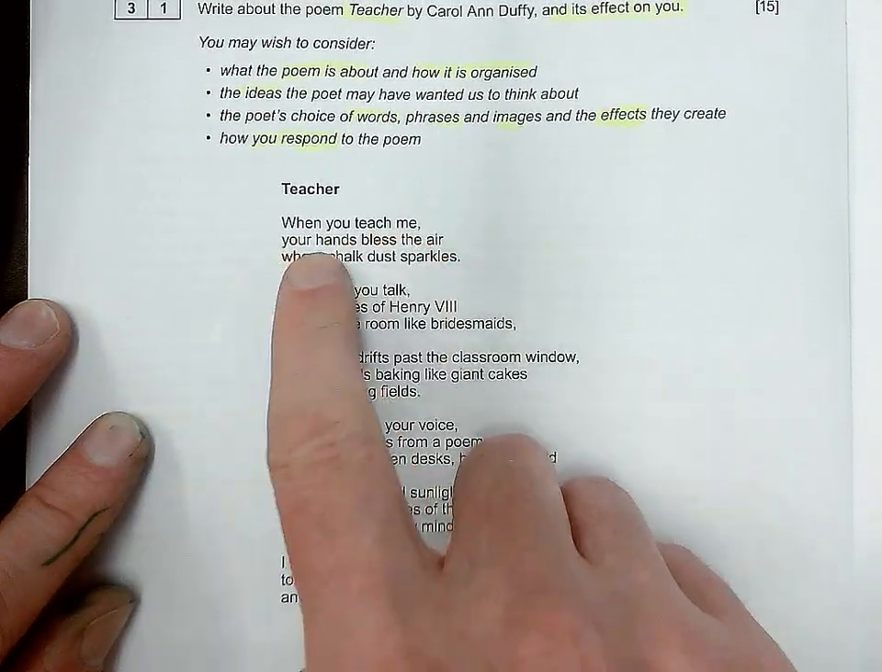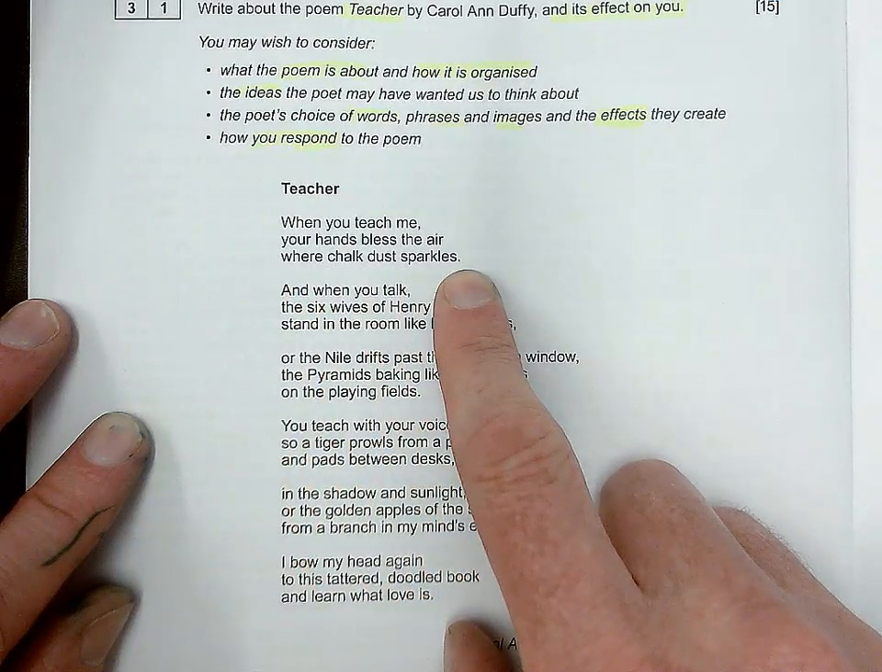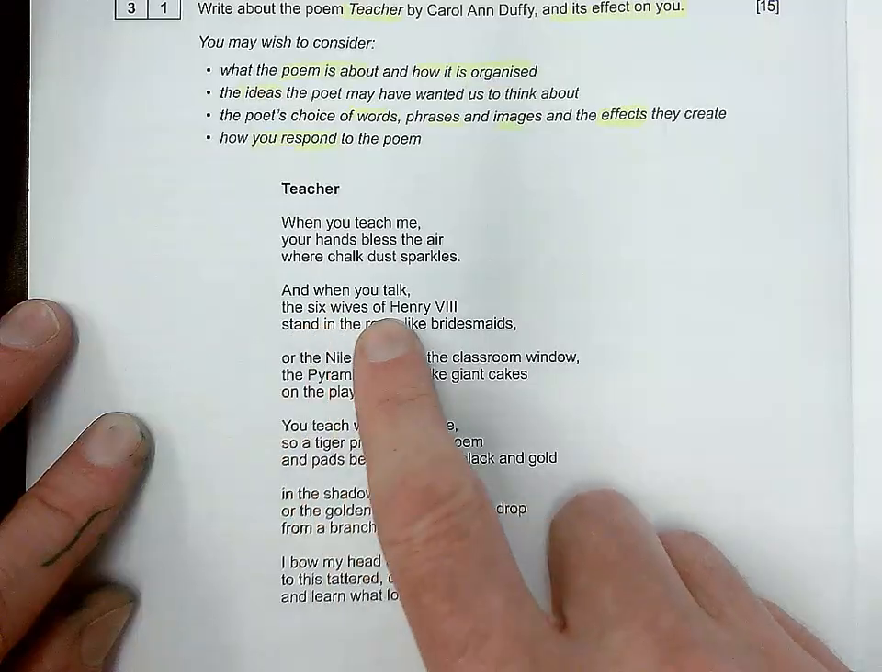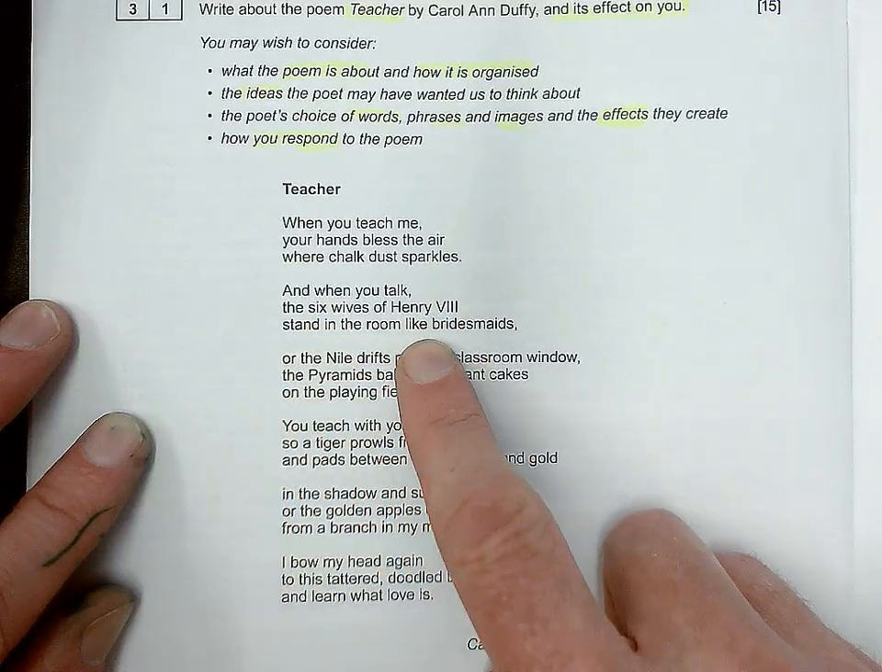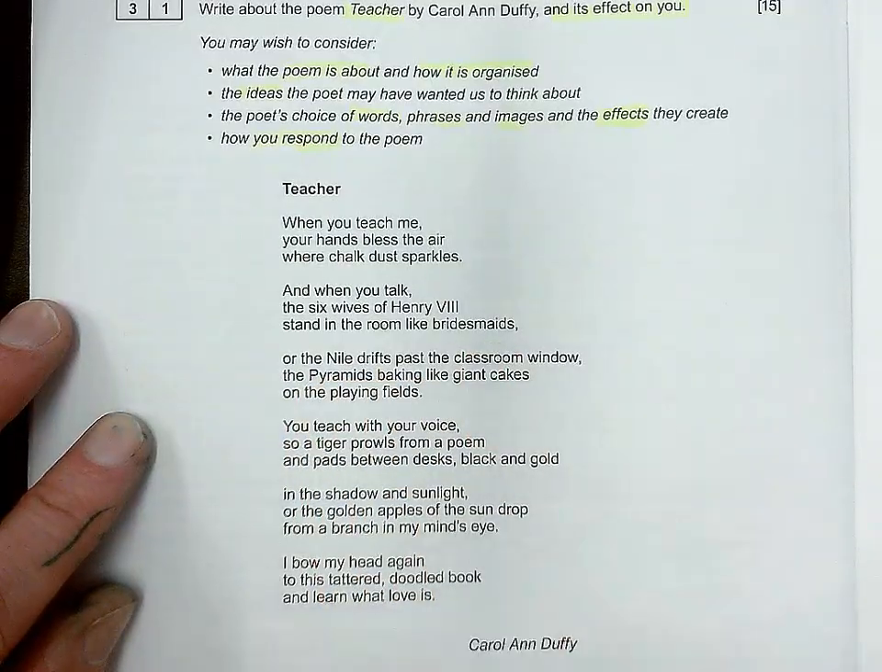When you teach me, your hands bless the air where chalk dust sparkles. And when you talk, the 6 wives of Henry VIII stand in the room like bridesmaids. Or the Nile, etc., etc.